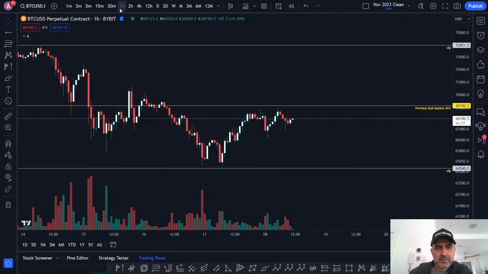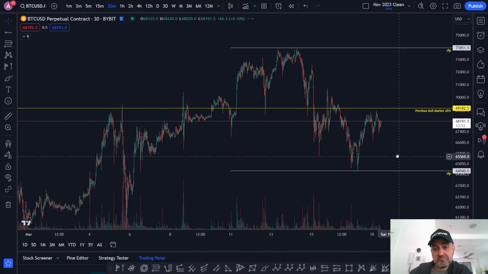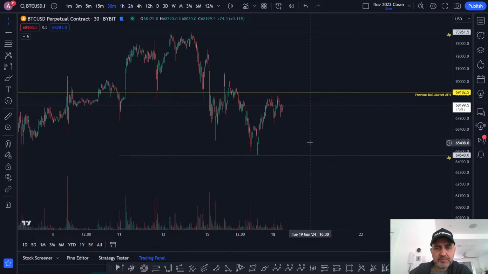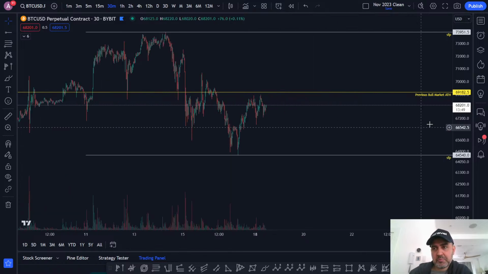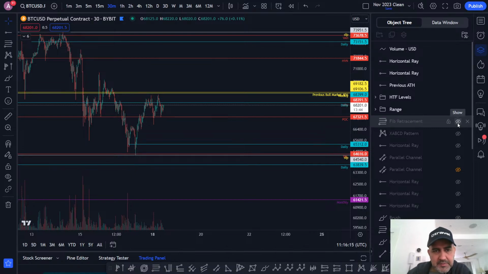So I'm thinking bullish, thinking we go up. I wouldn't mind longing the bottom here, but that may never come. Right, what is this one?